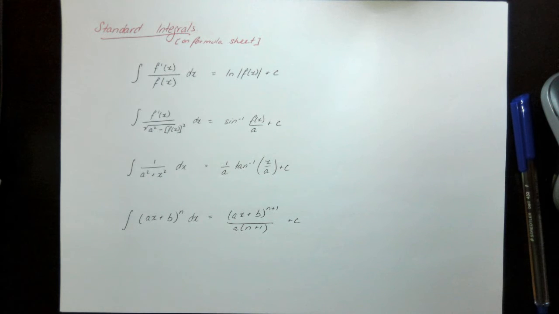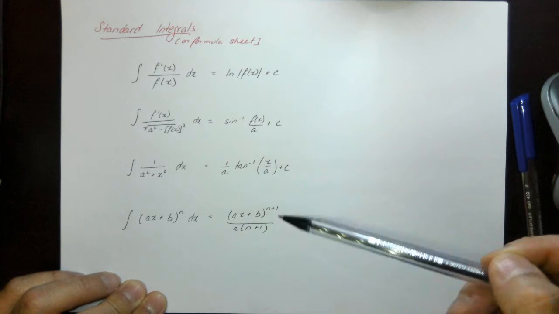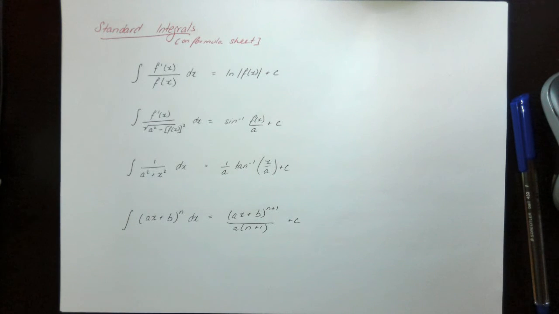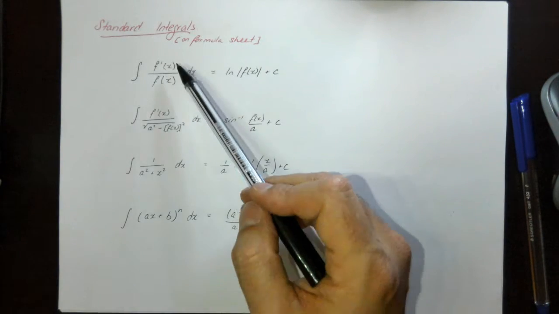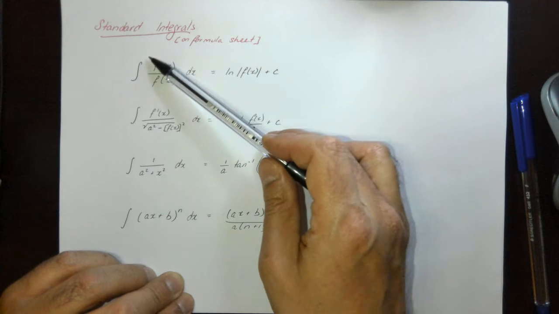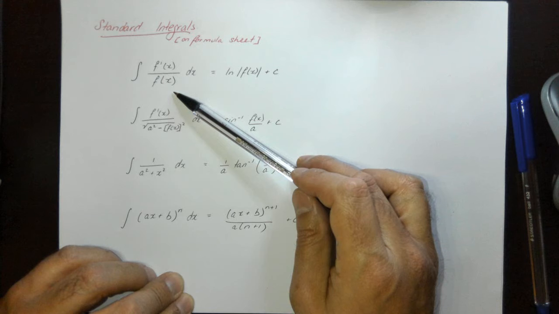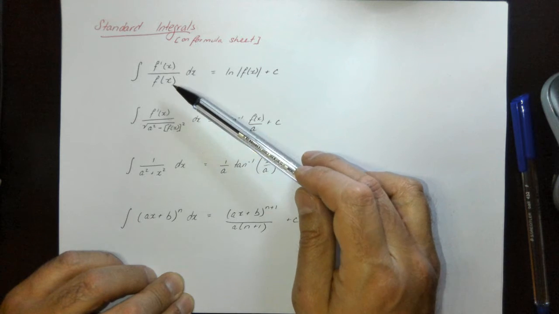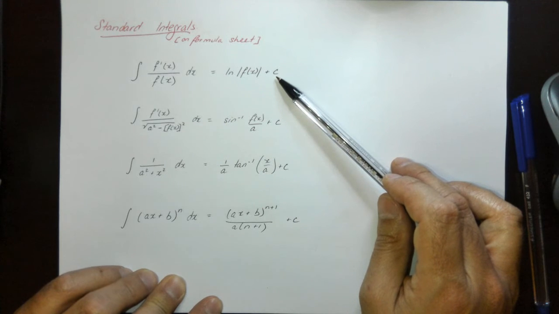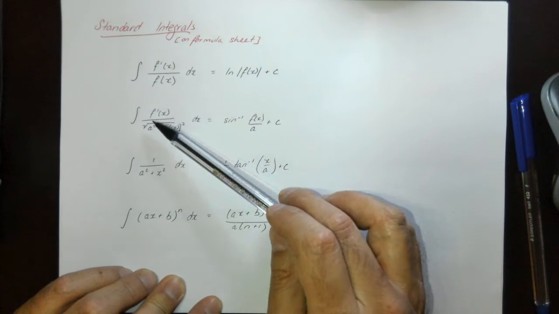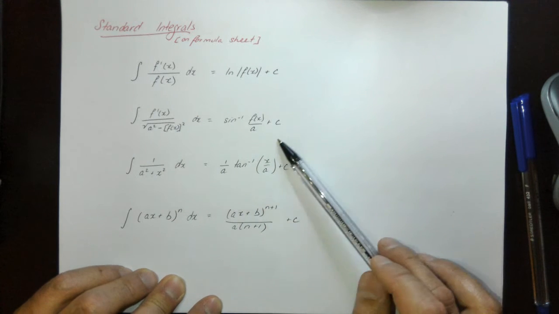So it's important to know our standard integrals, and these are on our formula sheets. I wrote them down as they appear on our formula sheet on page 3. What happens is that we'll have the derivative on the top, divided by the original function. When we have something like that, the solution is going to be log of f of x plus c. Otherwise, we can have the derivative over a radical, where we have a squared minus f(x) all squared, and this is inverse sine.